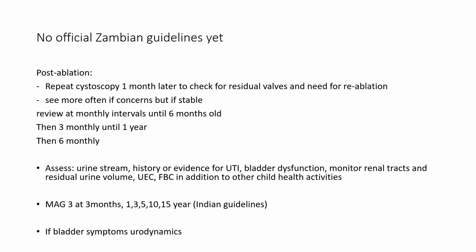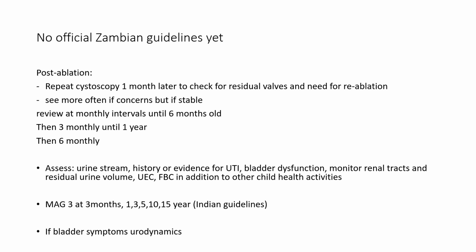In terms of how often these children are seen in clinic, it depends on how stable the child is, whether there are concerns. Obviously, if there are concerns, these kids are seen more often, but for stable children, generally monthly until the age of 6 months, and then 3 monthly until the age of 1 year. After that, 6 monthly. That's for stable patients.